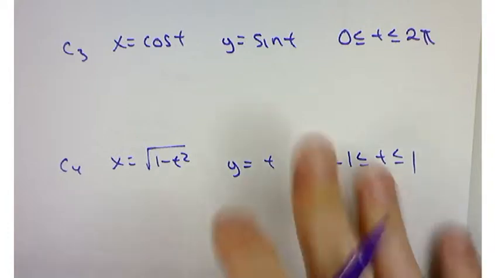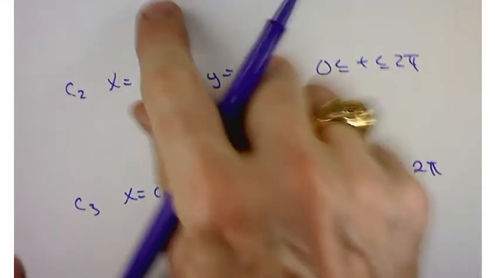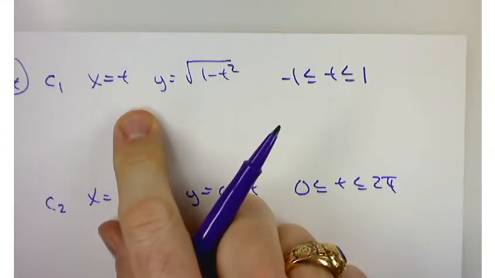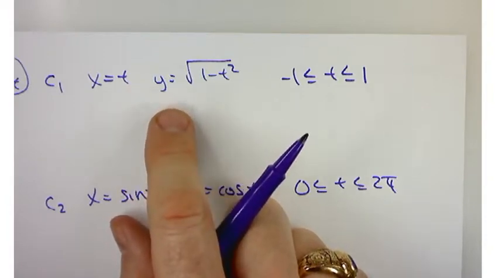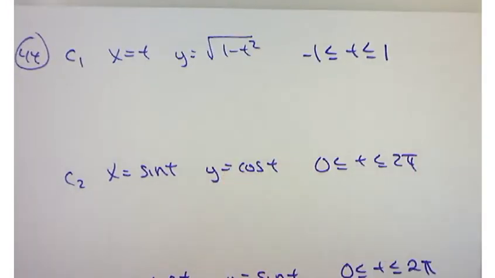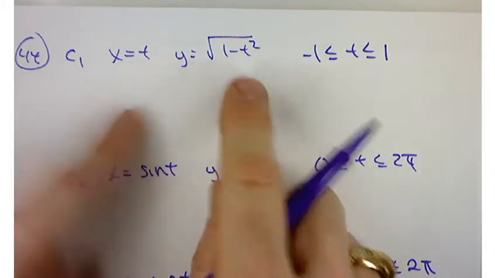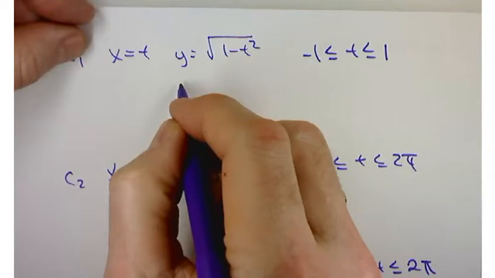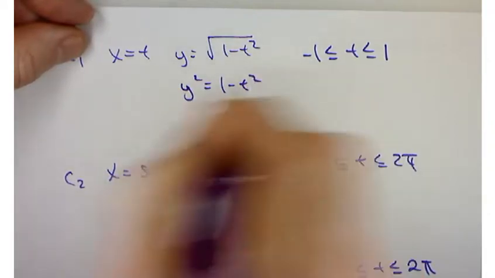So what I'd like to do first is try and get a handle on what these figures are. I mean, if I'm looking at this saying, okay, I have no idea what that's going to be. Fine. Let's see if we can't solve for and eliminate the t. So what can I do here? Well, I could square both sides, right? Y squared equals 1 minus t squared.